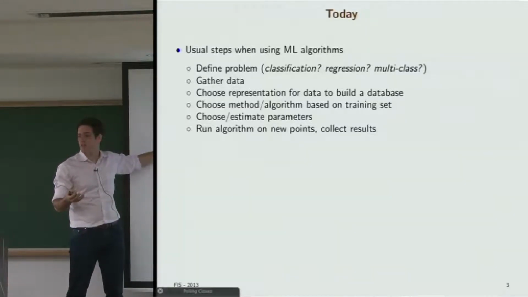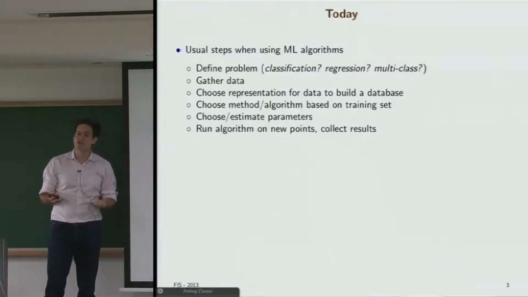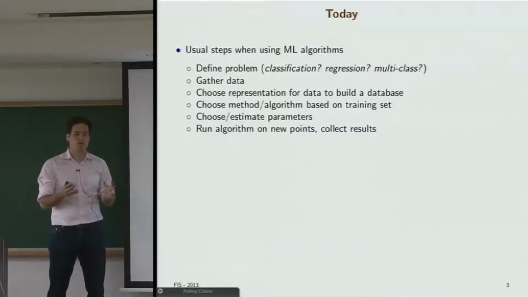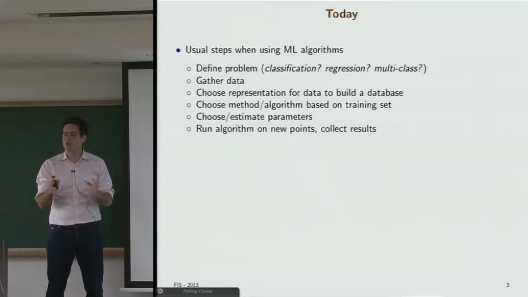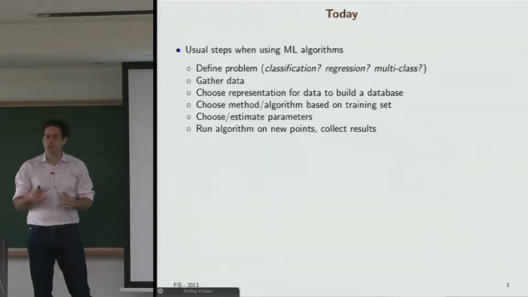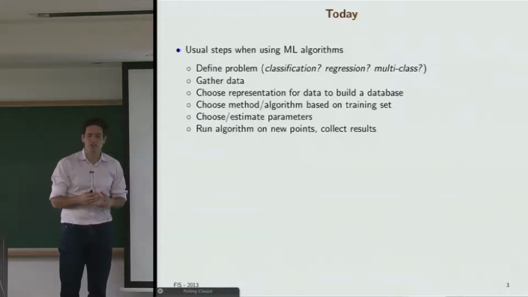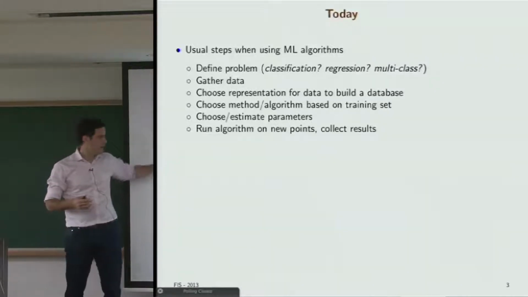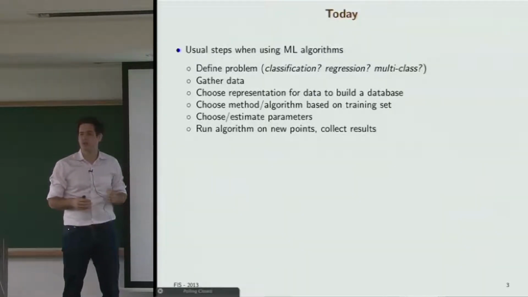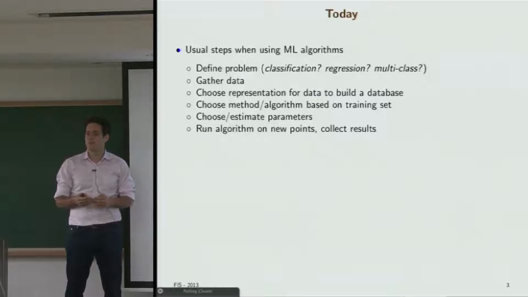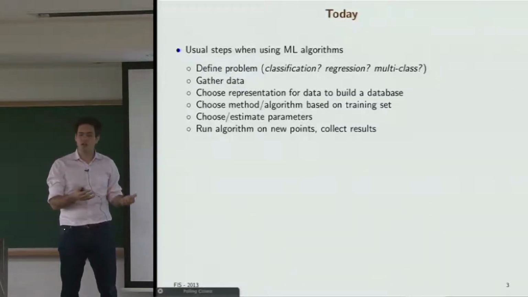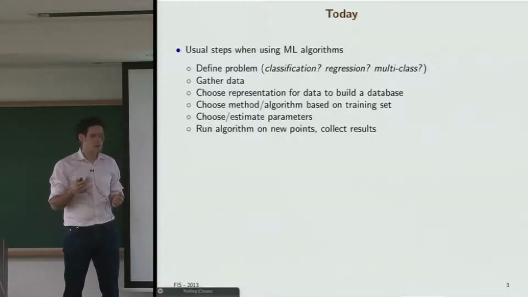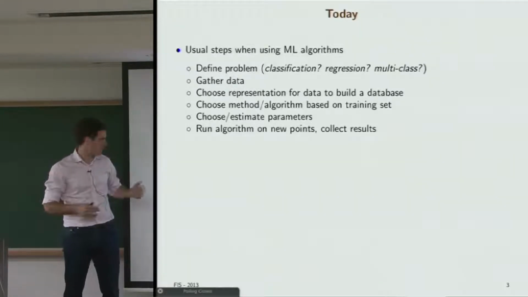Then typically, you would choose a representation of data to build a database. So you would build features. You will define what kind of resolution you want your images to be, what kind of descriptors you want to use for those images or for those graphs, etc. And then you will choose a method or an algorithm, so one of those that we have mentioned so far. So you will have to choose between maybe a perceptron or a support vector machine or logistic regression, or least squares regression if you want to do regression, lasso, forward, backward, etc.